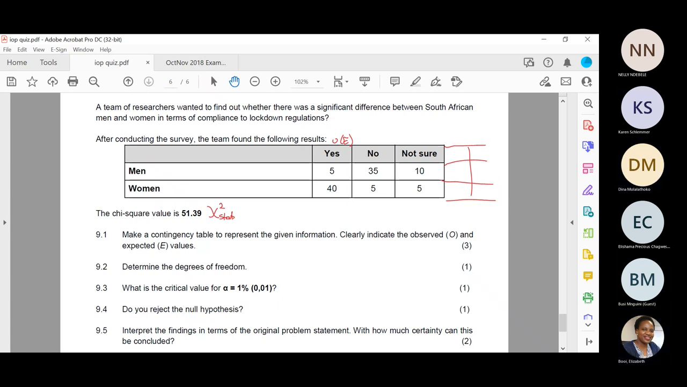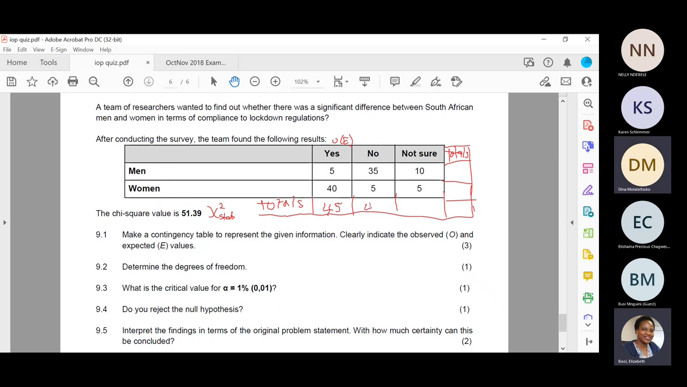So let's first calculate the totals. So you need to calculate totals. So you will have totals, and you will have totals there. So this is 45, this is 40, and 50, and 15, and going aside, 50, 50, and 50, and this is 50, and the total will be 100.